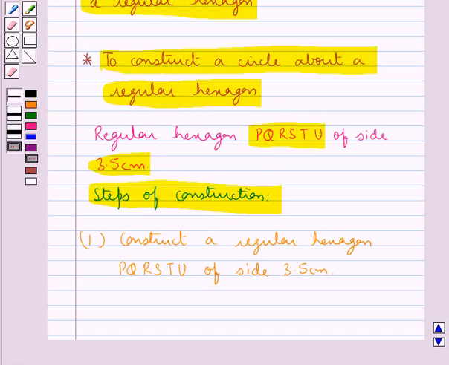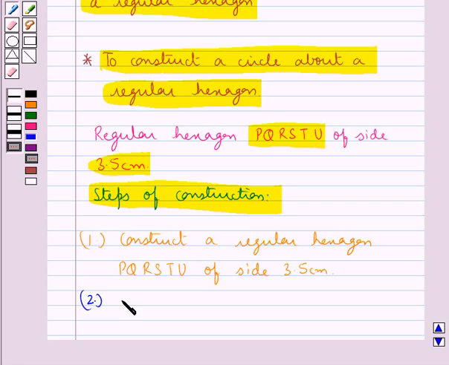Now, since we are supposed to construct a circle about a regular hexagon, that is, we would construct a circle that will pass through all the vertices of the regular hexagon. So, for this, we need the circumcenter of the regular hexagon. And we already know that the circumcenter is the point of intersection of the perpendicular bisectors of the sides of the regular hexagon. So we will make the perpendicular bisectors of any two sides of the regular hexagon.